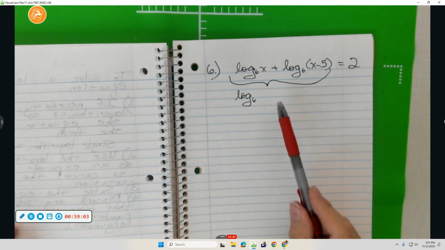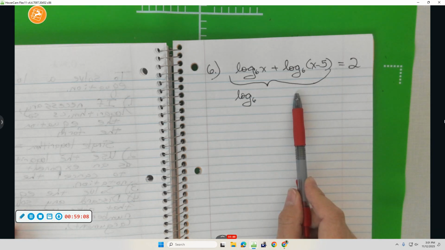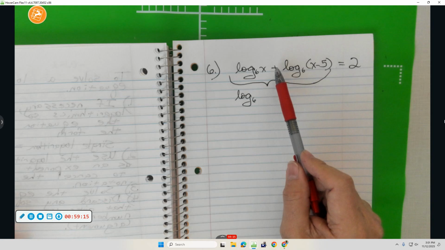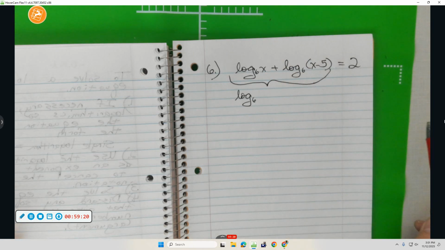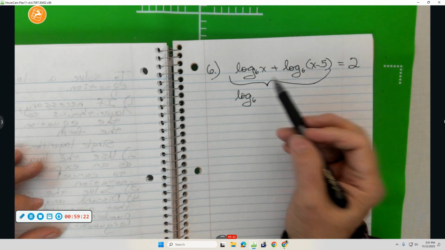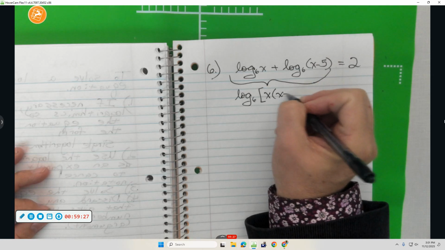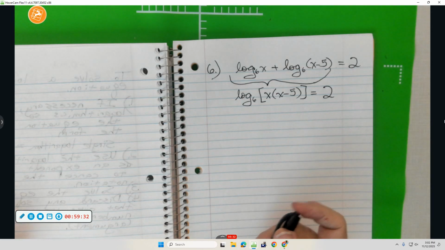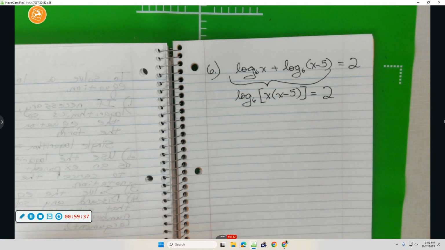First question: do I need a fraction bar? No, because the logarithms are not being subtracted, so you can't divide the arguments. What's the only other operation you can perform? Multiply: x times x minus 5. And we now have the desired form: a single logarithm equals a number.